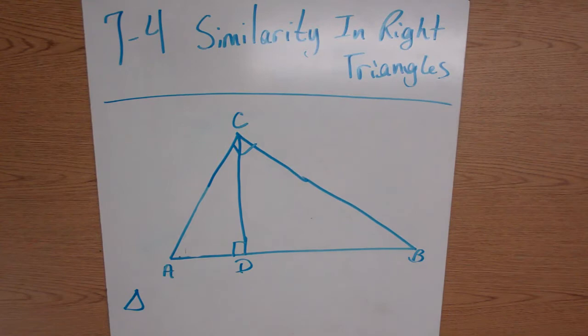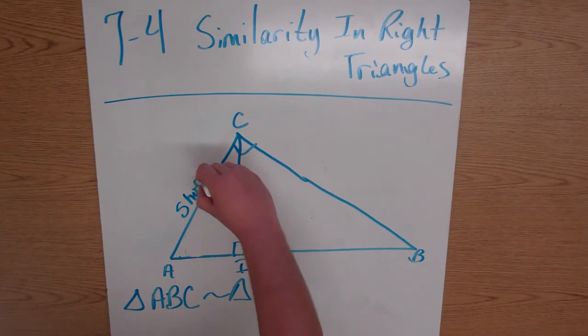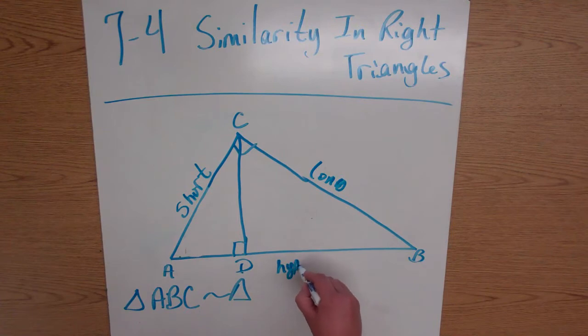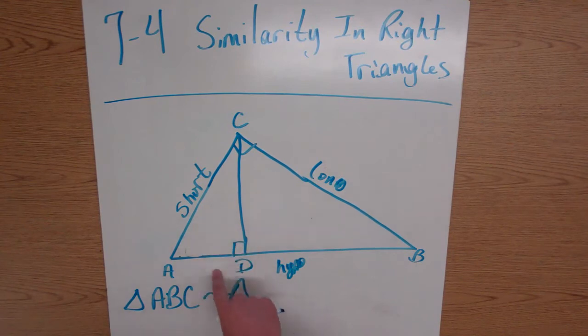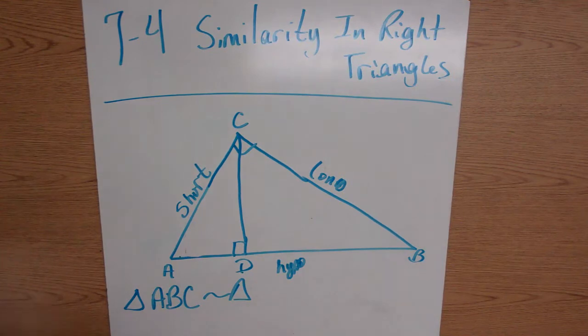So, we can write our similarity statement by simply matching up the sides and angles. So triangle ABC. Now, if you notice, of all these triangles, we have a short leg, a long leg, and a hypotenuse. So for triangle ABC, this is our short leg, this is our long leg, and this is our hypotenuse. I started with A, which is the angle between the short leg and the hypotenuse.